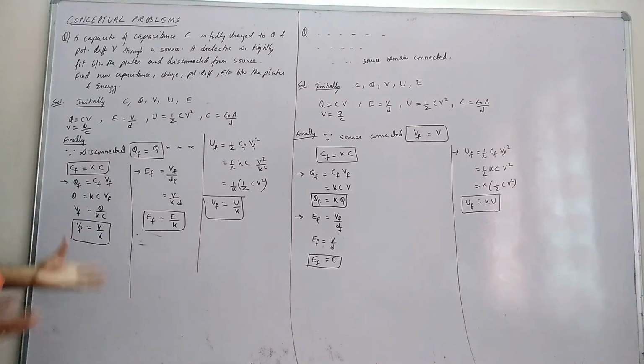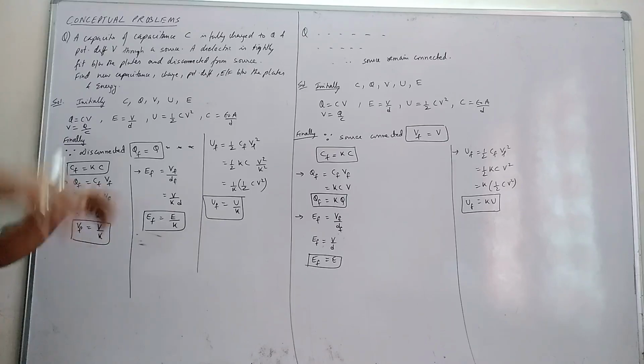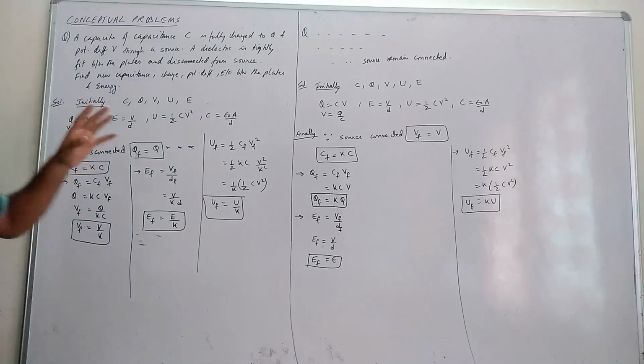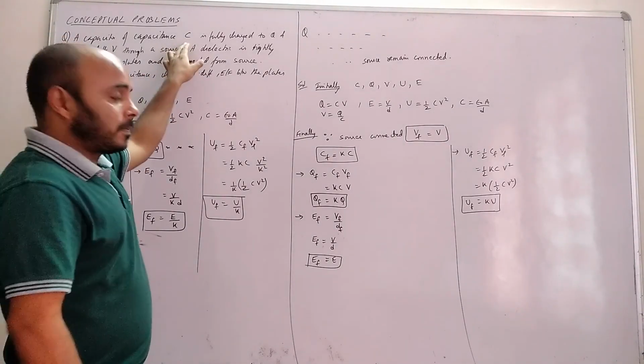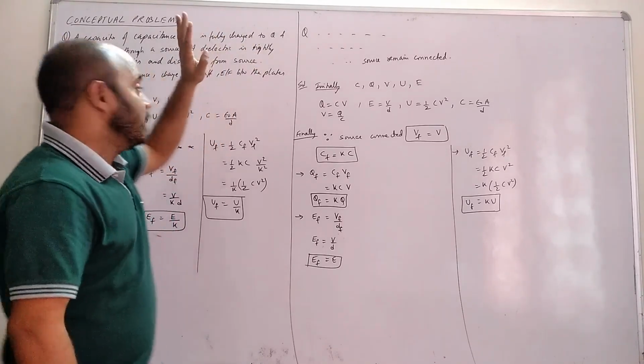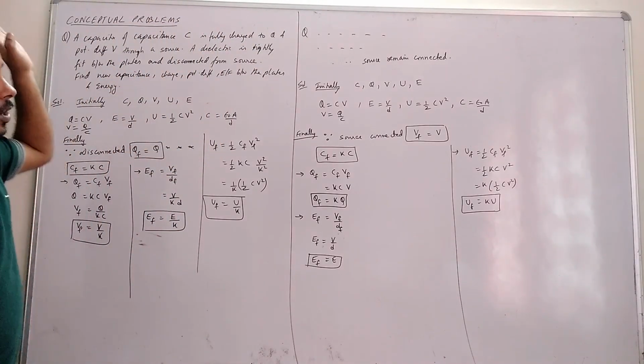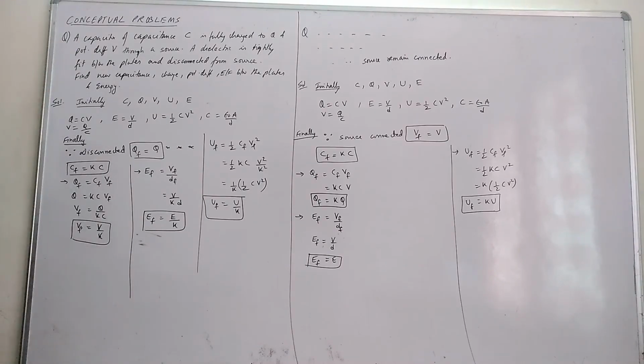That means we connected it to a potential difference, to the battery, and fully charged it. So what is the initial capacitance? We have C. Okay, initial charge is given to you, Q. Initial potential difference is given to you, V. Okay, now what is happening?